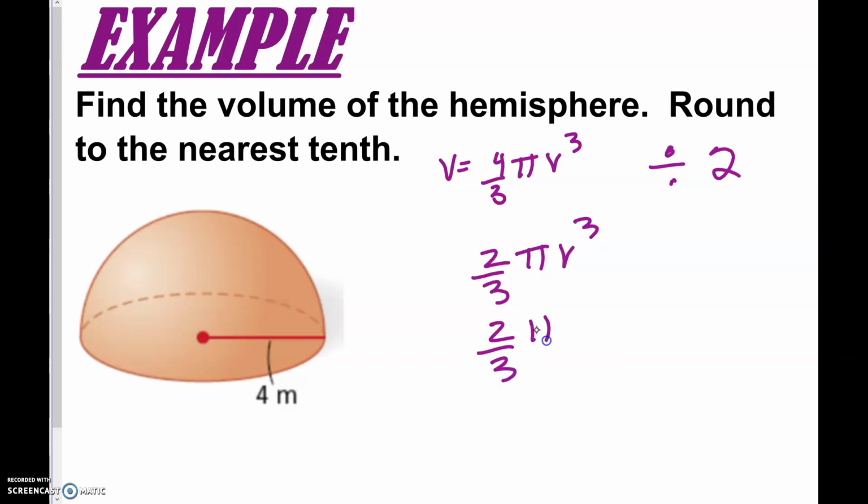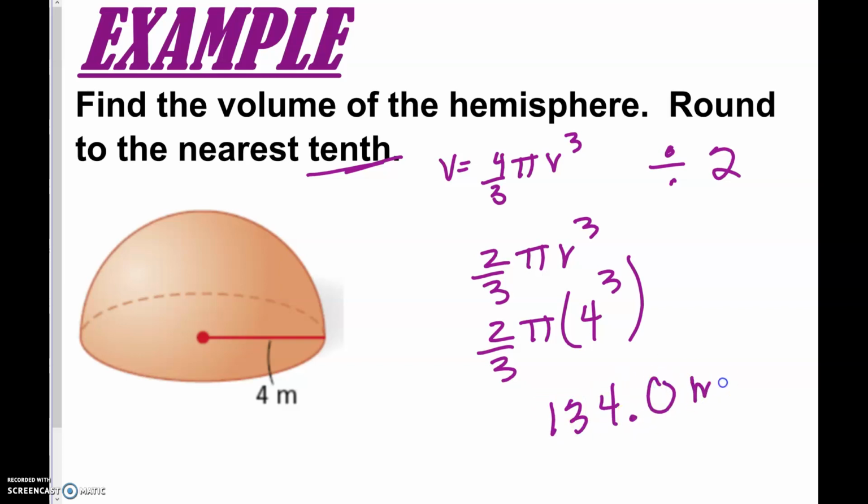So 2/3 pi 4 to the third power. And they do want us to round this one to the nearest tenth. So this answer comes out to be 134.0, and our label here is going to be meters cubed.